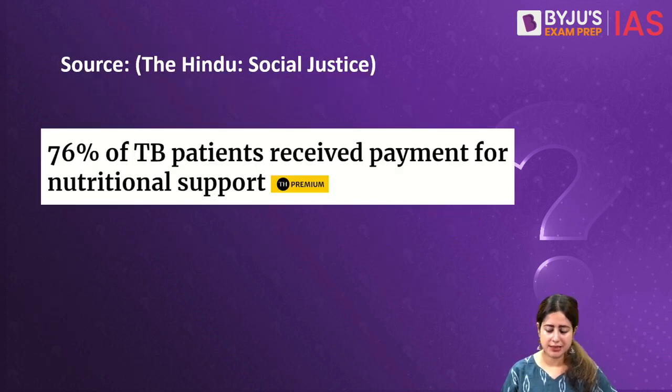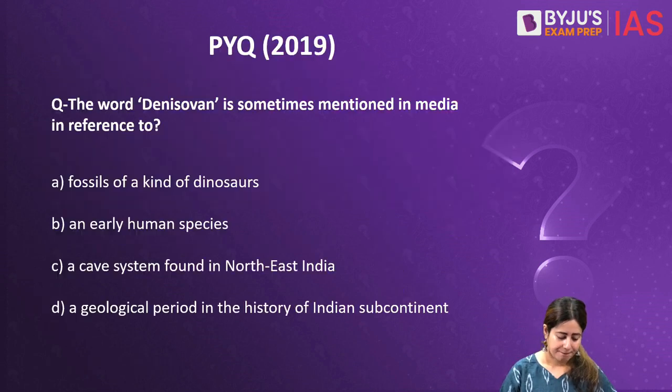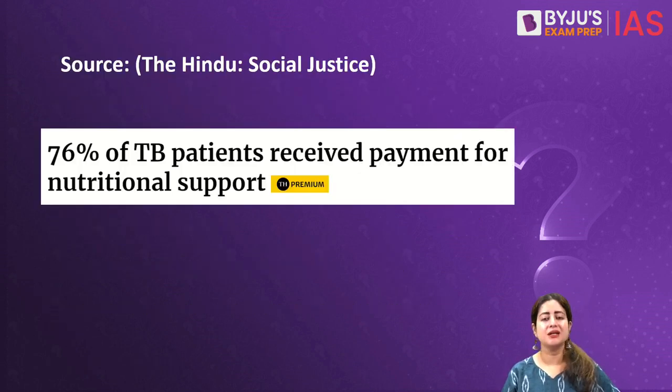And on that note, let's quickly identify why was this question taken up for analysis. It is due to an article in the Hindu which says that 76% of TB patients received payment for the nutritional support scheme, the Nikshay scheme, as envisaged by the government. Now here there is a gap because not all the patients were able to receive this kind of a monetary help, and that's why the article was important to us.